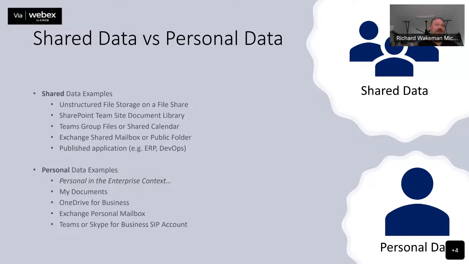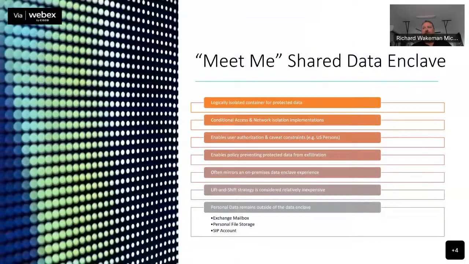It's not Hotmail or Outlook.com. It's personal data for the enterprise, where you've got a user that has OneDrive for Business. They've got My Documents, an Exchange personal mailbox they send and receive email from, and a SIP account, of course, for Teams. Versus shared data, where you've got unstructured file storage, maybe a SharePoint team site, or Teams, where you'd have the ability to share within a group. It may be Exchange public folders, etc. So in the context of the Meet Me, this is more of shared data, right?